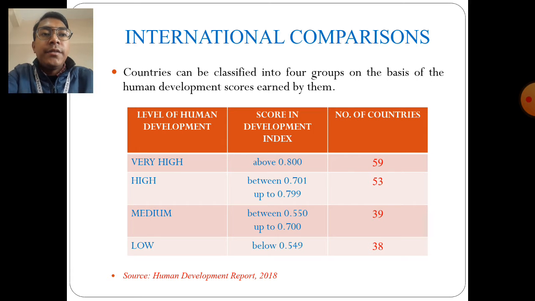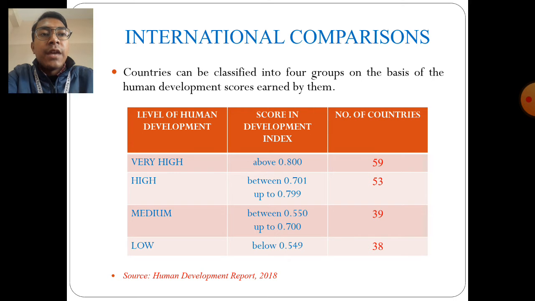So the countries having a score of above 0.8 are considered to be very highly developed in terms of human development, and 59 countries of the world are in this category.